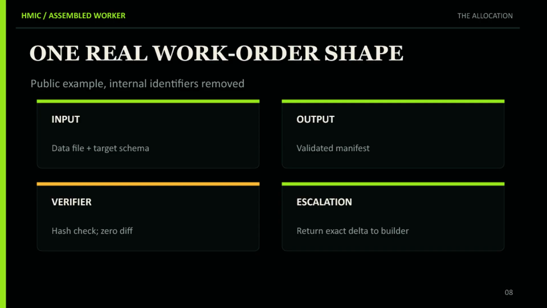Here's one example. Input, a data file and a target schema. Expected output, a validated manifest. Verifier, deterministic hash check. The model gets credit only when the hash passes. If the hash fails, the work escalates, it's not abandoned.